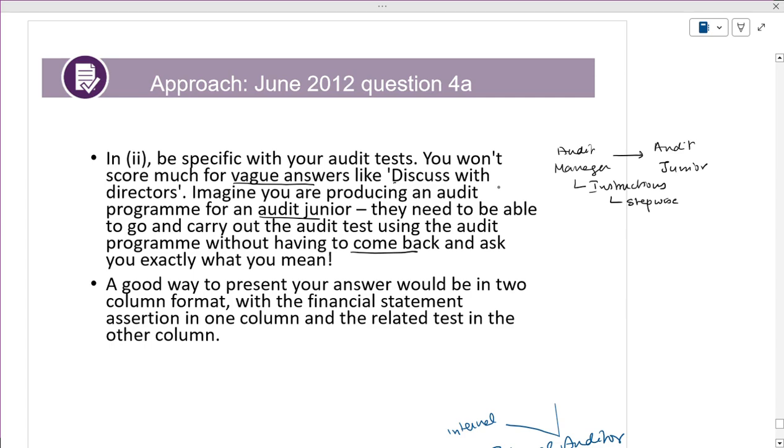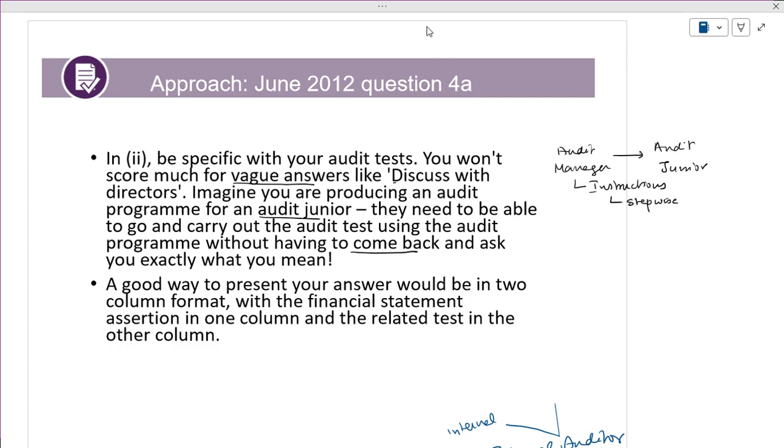This is the point where students get trapped. People will come and say yes, I have written all the things. But have you written them in sequence order? That's very important. Have you written in a stepwise order? A good way to present your answer is in 2 columns.